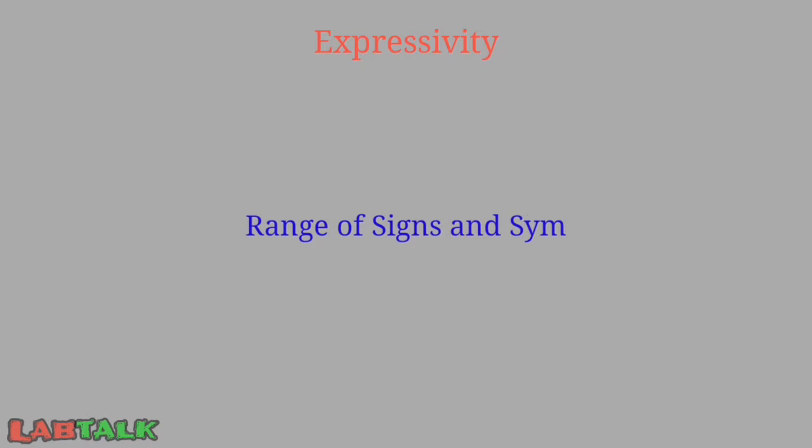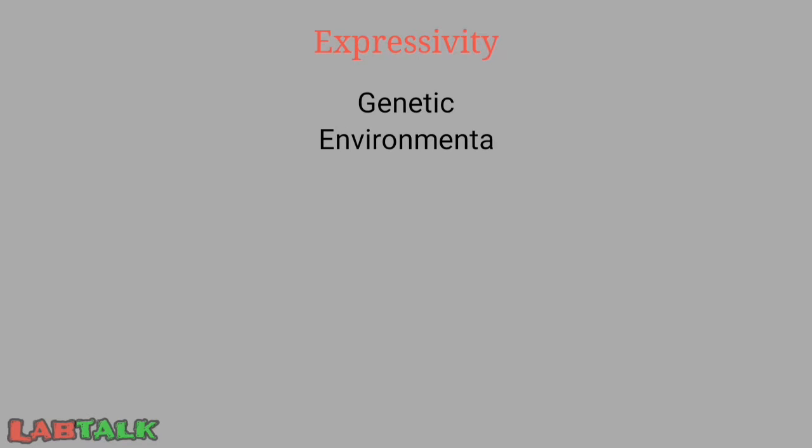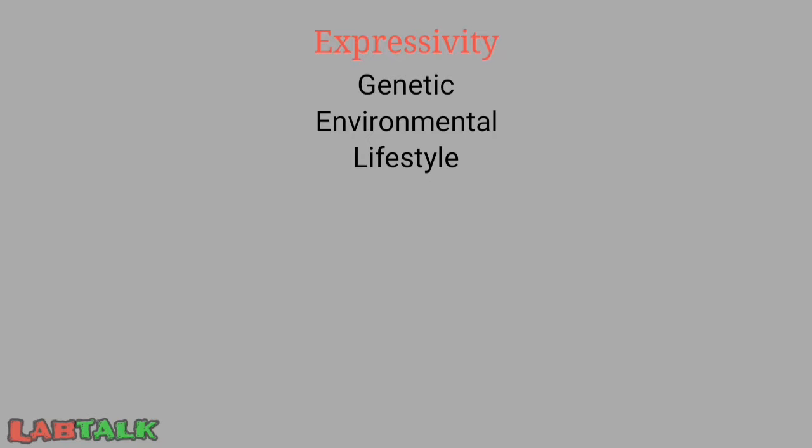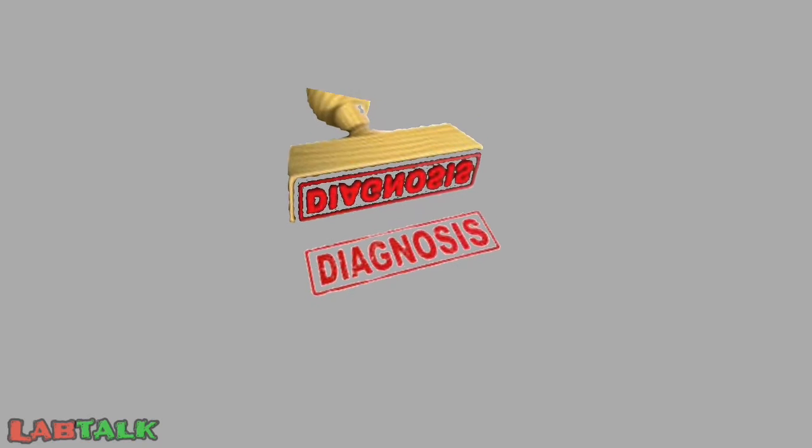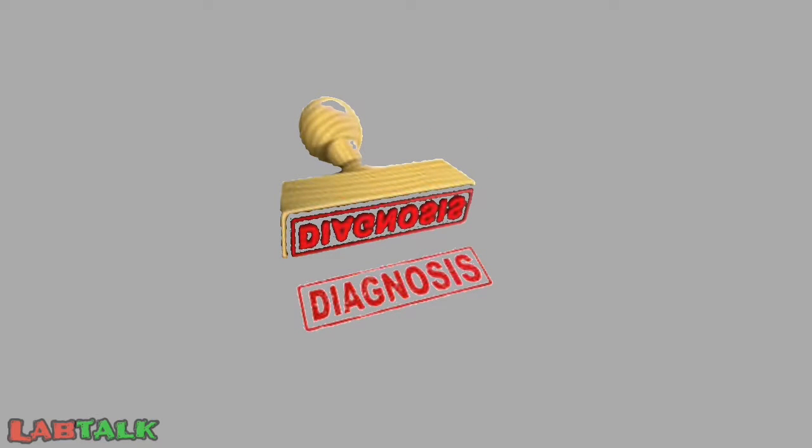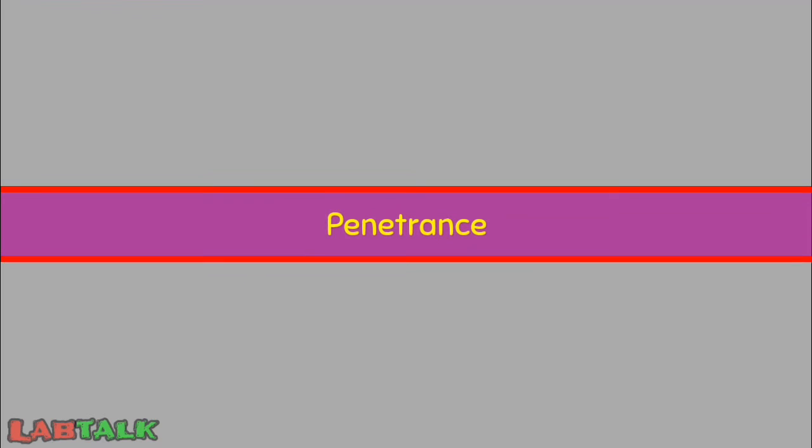Variable expressivity refers to the range of signs and symptoms that can occur in different people with the same genetic condition. As with reduced penetrance, variable expressivity is probably caused by a combination of genetic, environmental and lifestyle factors, most of which have not been identified. If a genetic condition is highly variable in signs and symptoms, again it may be challenging to diagnose. Now we will see some terms related to penetrance.